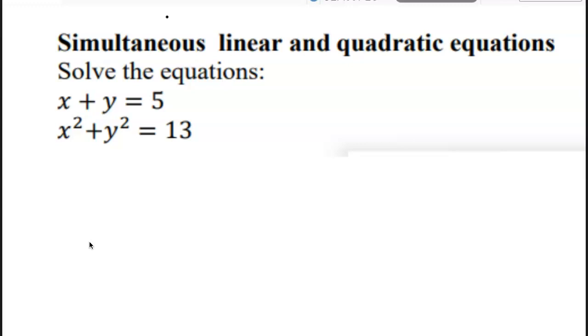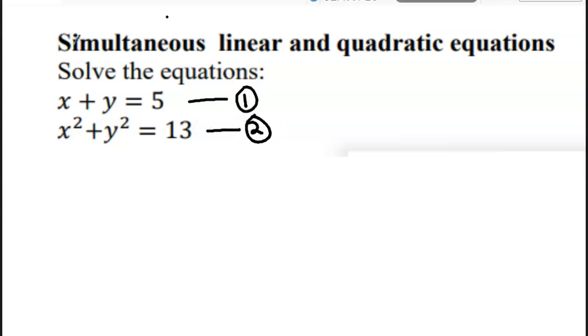I have a first question on the screen. Solve the equations. x plus y is equal to 5. x squared plus y squared is equal to 13. So let's look at how we are going to solve this. Let's label this one as equation 1, and then this as equation 2.